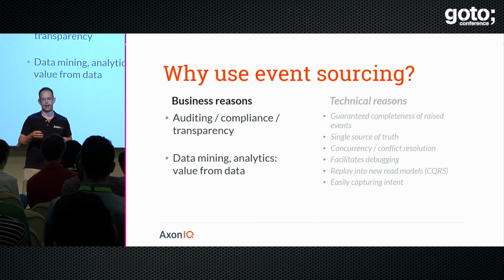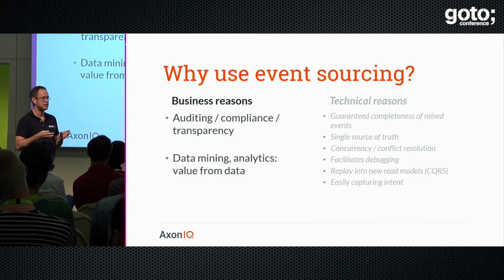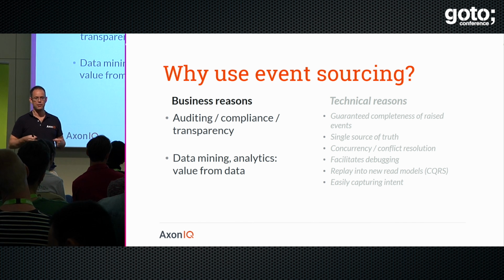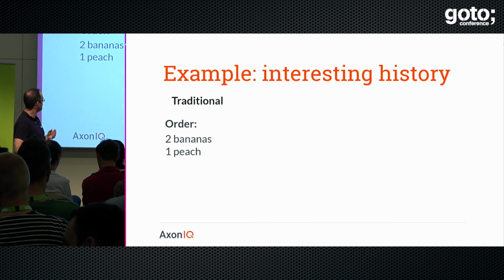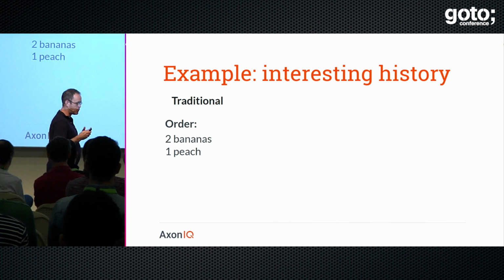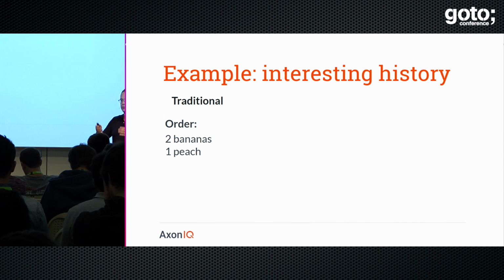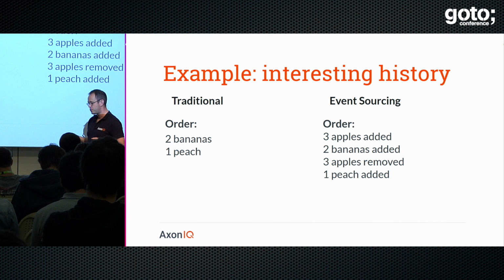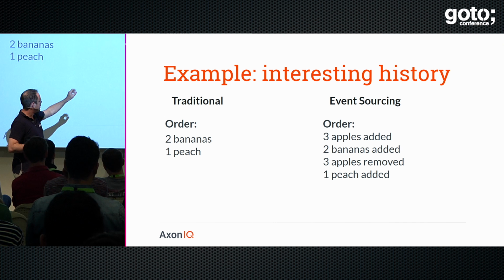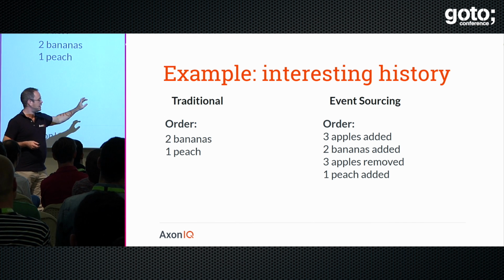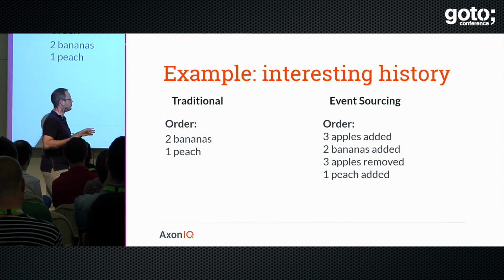And the other reason is more into machine learning and analytics and data science. It's about exploiting the simple fact that data is valuable. It's very valuable to know what happened and to optimize your business for that. Just to show you an example, suppose again that we have this web shop and it sells fruit. Then you could order 2 bananas and 1 peach, and that would be just the order aggregate. But in an event-sourced world, you might actually see that something else has happened. So the apples were added to an order, and then apples were removed, and a peach was added before the order was actually committed.